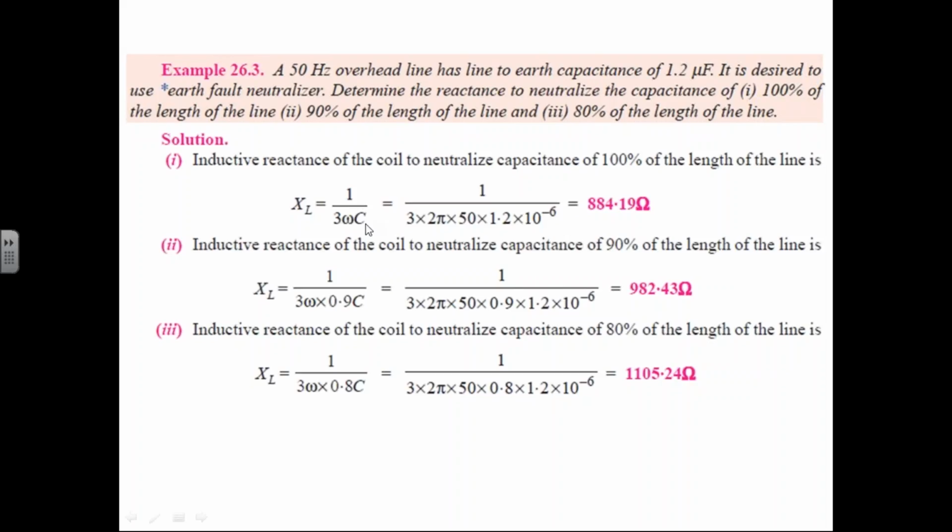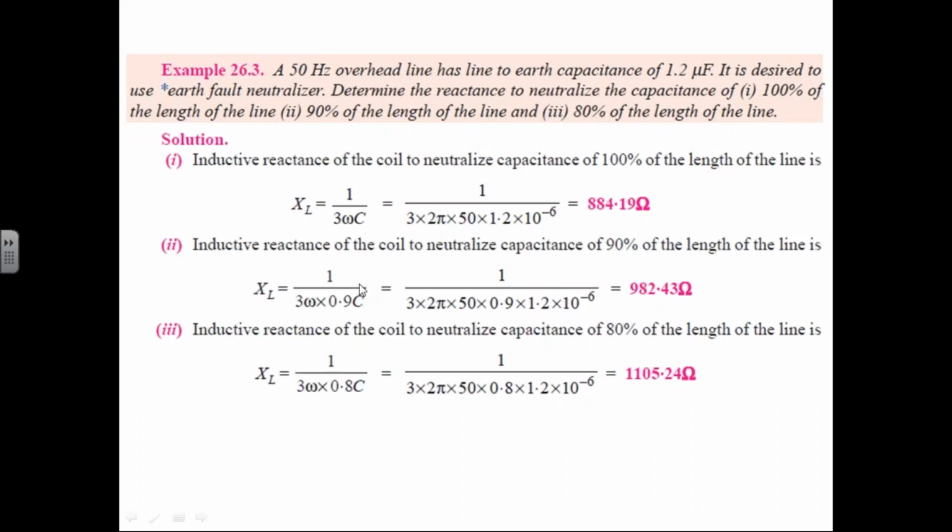This is for 100% line, because they have mentioned that the overhead line has line to earth capacitance of 1.2 microfarads. What that means is, for the whole 100% line, its capacitance is 1.2 microfarads. So for 90% line, if you want to calculate the capacitance, it will be 0.9 times C. So that is what here they are correcting in that formula.